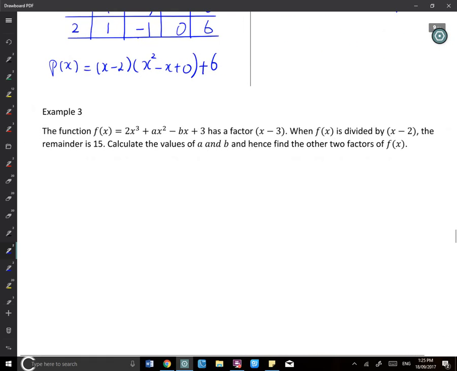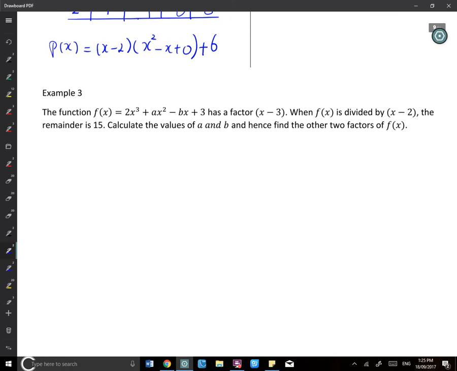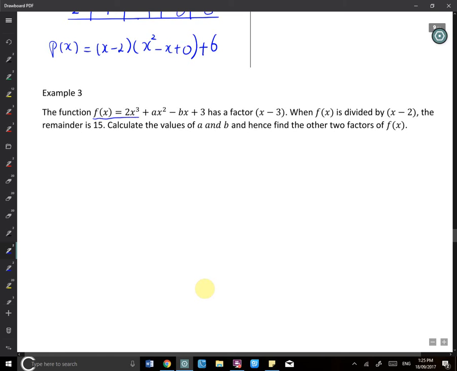Let's have a look at example 3. Example 3 can be a very tough calculation. Function f(x) equals 2x cubed plus ax squared minus bx plus 3. Have a look at this expression here. a and b are called the constants, and x is the variable, because in the bracket is x, it's not a and b. You don't know those constants, but they are constants there.